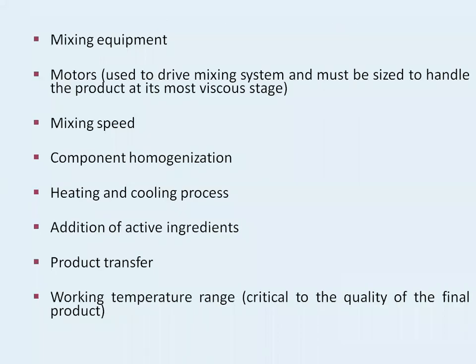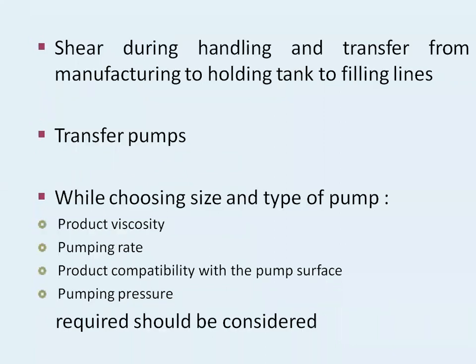When we talk about the semi-solid dosage form, number one is the mixing equipment, then which motor we will use, then what is the speed of that motor, then the component homogenization, meaning how we evenly distribute the ingredients, then heating and cooling to avoid overheating and charring, or changes in the properties of that product. Then at which step we will add that active ingredient, so that it will not be affected by that heating and cooling process. All these things we have to consider during the scale up.